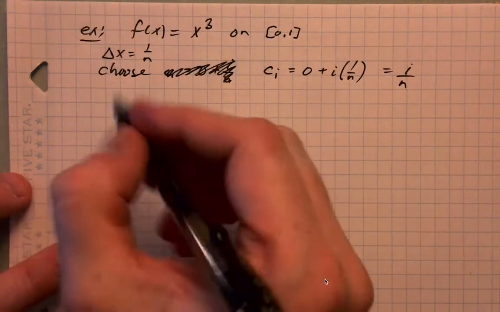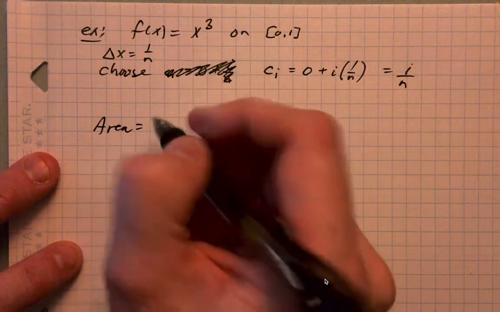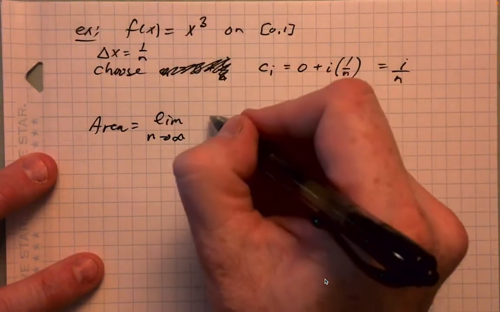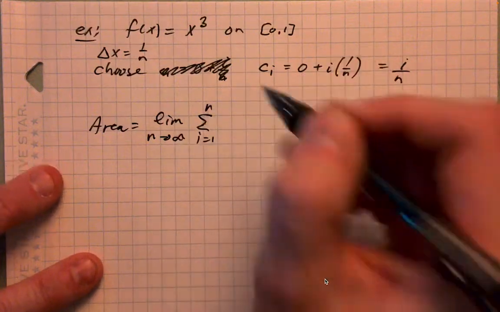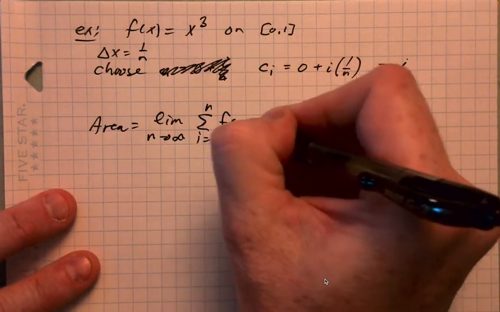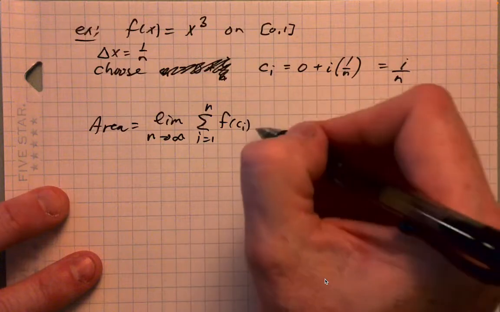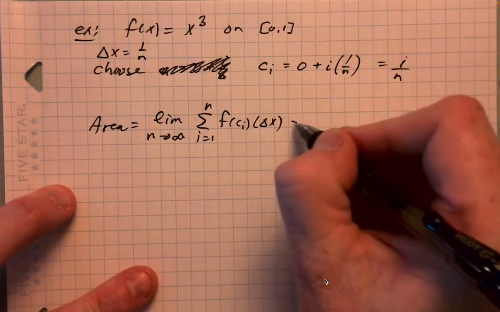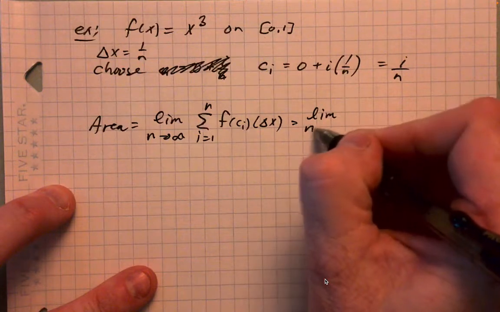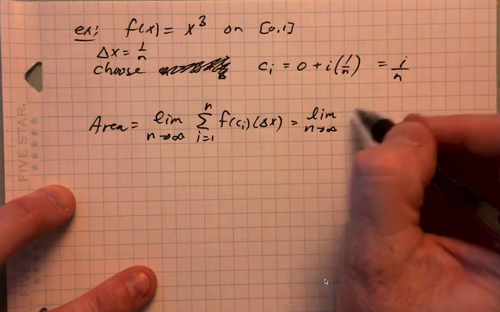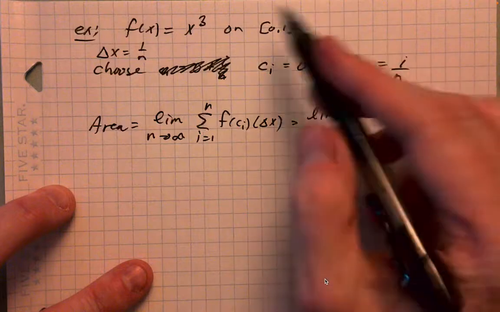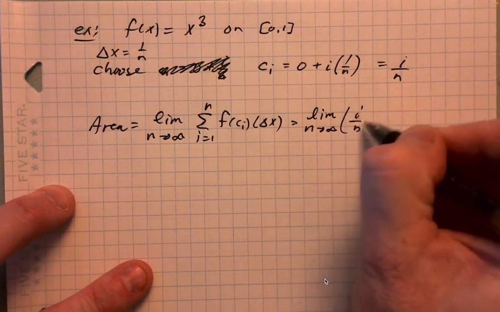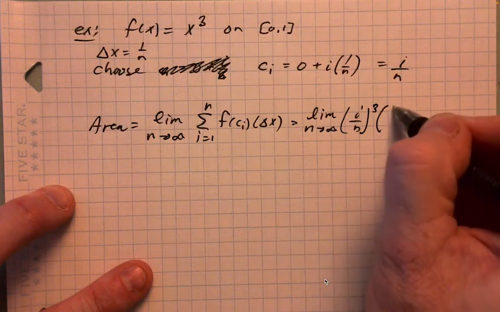Okay, so then the area will be equal to the limit as n goes to infinity of the sum from i equals 1 up to n of f of ci, that's your height, times delta x, that's your width. That is equal to the limit as n goes to infinity of, let's see, this is x cubed, so it'll be i over n, this guy here, cubed times 1 over n.